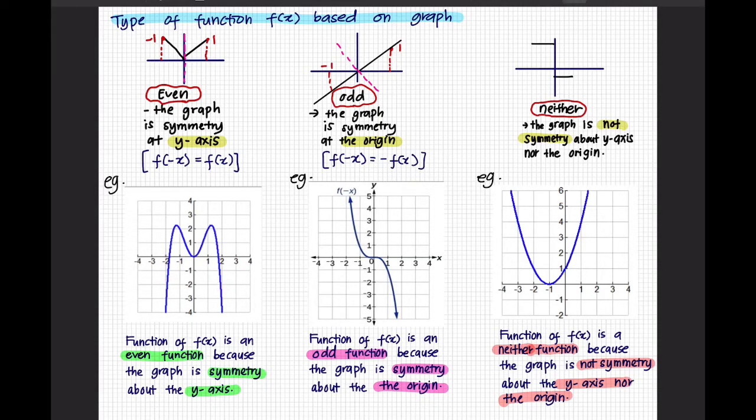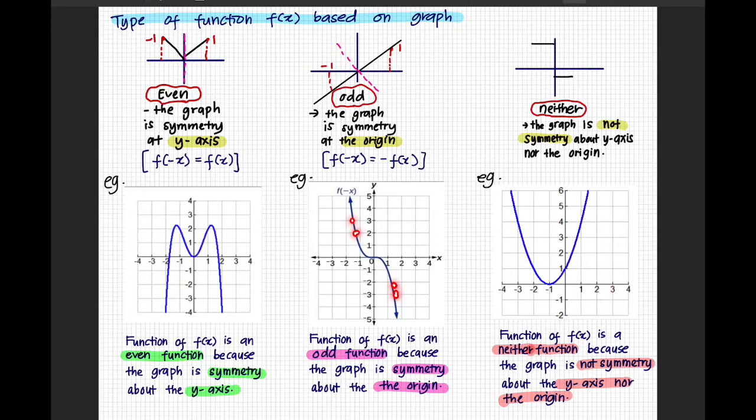For an odd function, the graph is symmetric about the origin. Okay, look at the example. When you reflect this graph, you will get this image. Or if you rotate this one by 180 degrees, you get this image. Or by using this definition, f(-x) equals -f(x). So for f(-x), here is 4. So the image should be -4. So -4. This one is 3. So the image is -3.